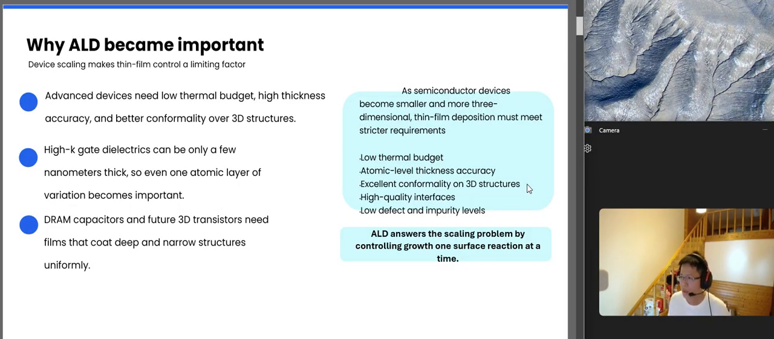An important thing is that semiconductor devices become smaller and more three-dimensional. So thin film depositions will confront a lot of stricter requirements. They include thermal budgets, low thickness at the atomic level, high quality interfaces, and low defect and impurity levels. So ALD answers the scaling problems by controlling growth one surface reaction at a time, which means ALD can control thickness very well, down to a few nanometers.